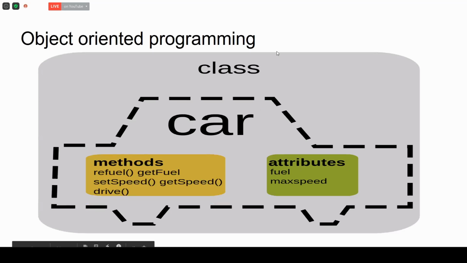And Python is an object-oriented programming language. So the class has the car here with methods for refuel, get fuel, and attributes as well. So it's a really good way of bundling a lot of Blender Python operators into a class and then calling them from the menu.